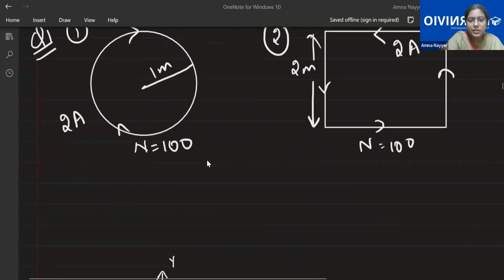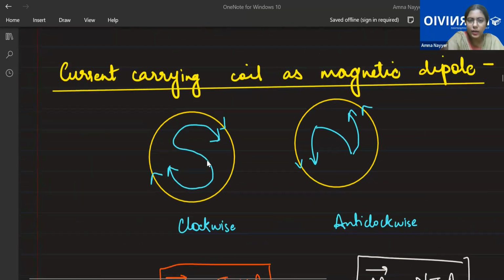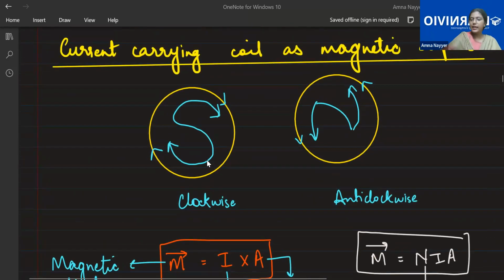We'll practice these questions. These two questions we'll practice. Do one thing, write them. Write these two. Write down the formula.